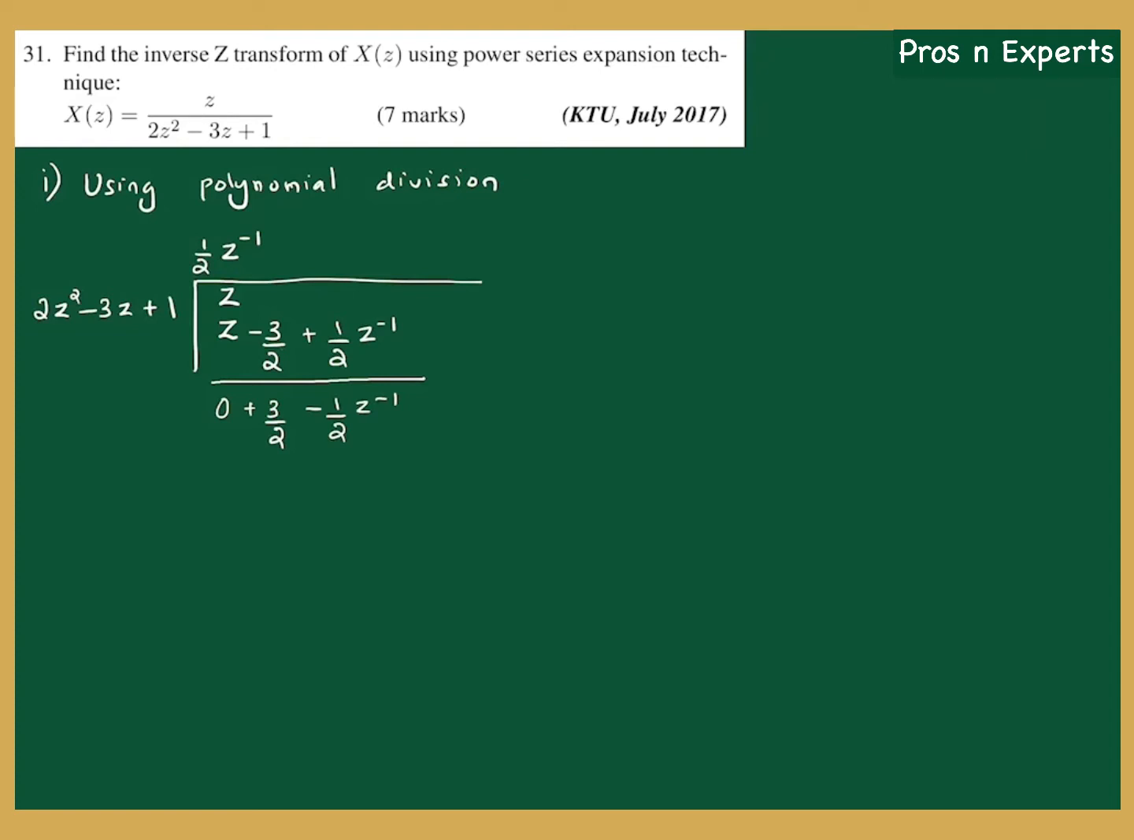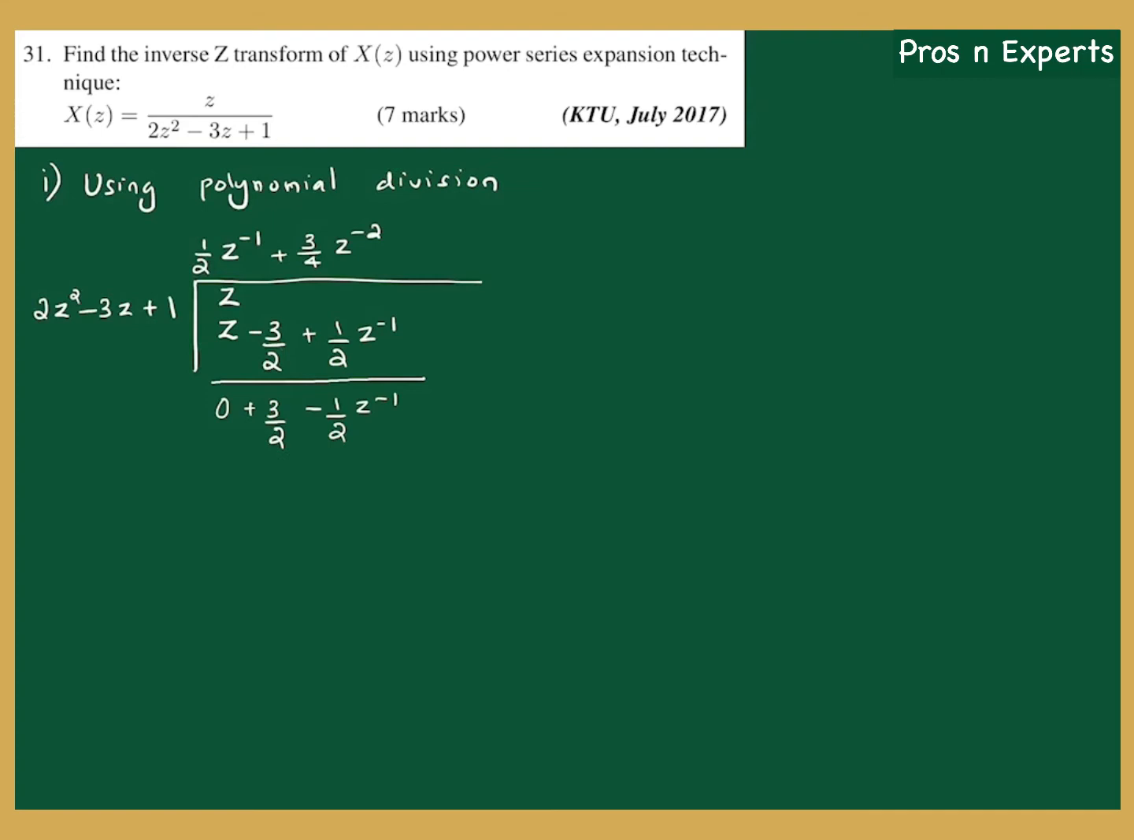Now we have to find a quotient that divides 3 by 2 with 2z, that is, 3 by 2 with 2z. What will that be? I think you have to go for 3 by 4 into z inverse 2. You check whether it's right. 2z into 3 by 4 z inverse 2: 2 into 3 by 4 will give you 3 by 2, correct? z square into z inverse 2 will give you z raised to 0. That means 3 by 2 alone. So that is perfectly correct.